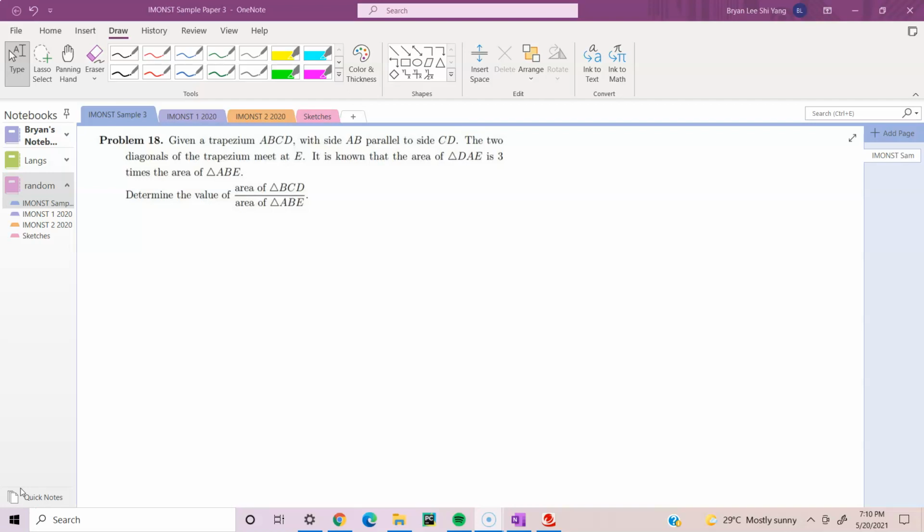Now let's look into junior problems 18 to 20 and senior problems 13 to 15. They are literally the same thing, it's just that the senior ones are shifted by 5, okay? So in here, given a trapezium ABCD with side AB parallel to side CD, something like this, let's draw it out.